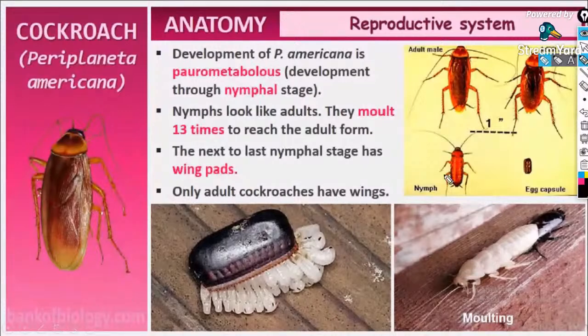Clear with that? So, the development of Periplaneta americana is paurometabolous. That is, the development is through a nymphal stage. So, the nymph looks like the adult. They molt 13 times to reach the adult form.